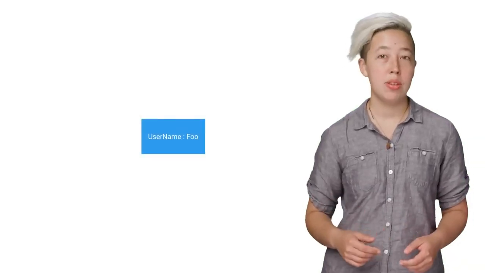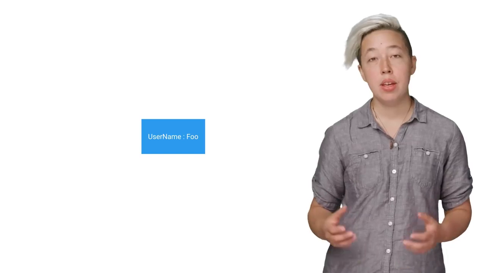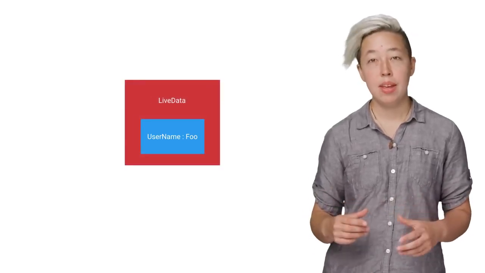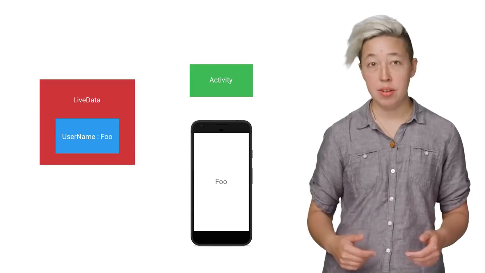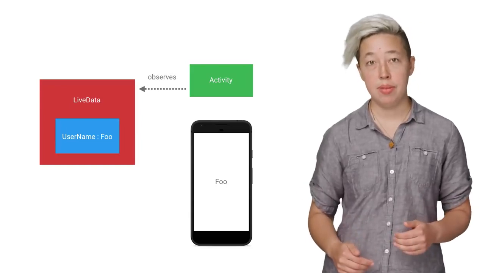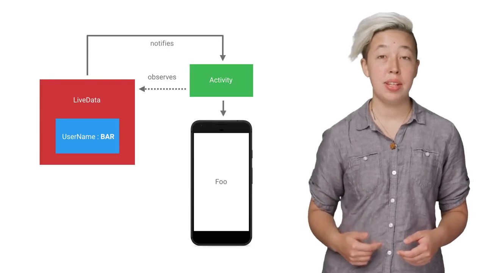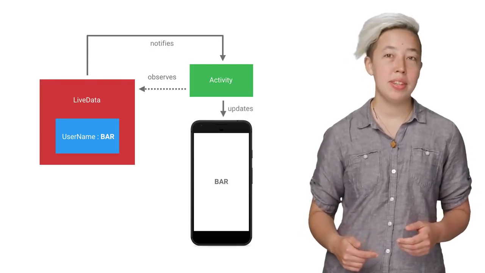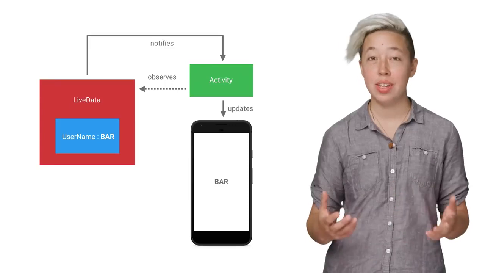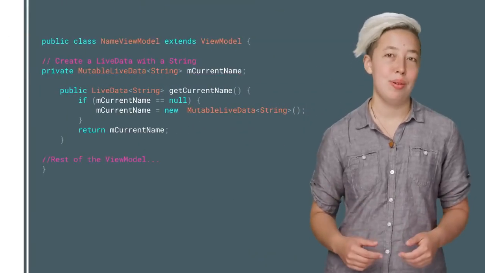Now, a primary use case of LiveData is to update the UI. You'll have a model object, such as this user object, which is wrapped by LiveData. Then you'll have a UI component, like an activity, that will observe a LiveData. When details of the user LiveData change, the activity is notified and it updates its UI. LiveData makes it easy to keep what's showing on screen in sync with the data. So let's take a look at the code.